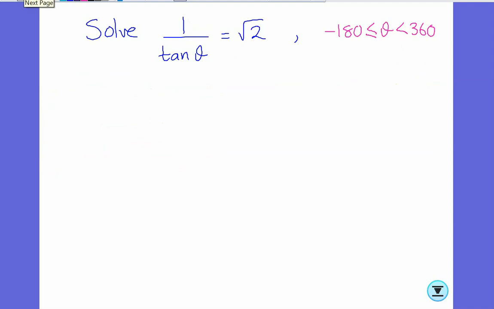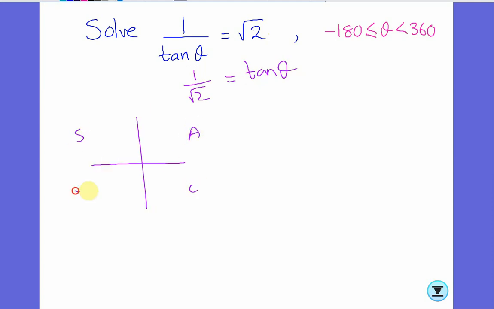Yes, I have. Right. So sometimes we're going to ask you to do a little bit more rearranging to get there. So if I times by tan theta and divide by root 2, I get that. Okay, so now the ratio is on its own. Put a switcheroo, you can call it that if you want to. So it's ready to draw. So CAST diagram. Have a think. Where are these lines going to go?